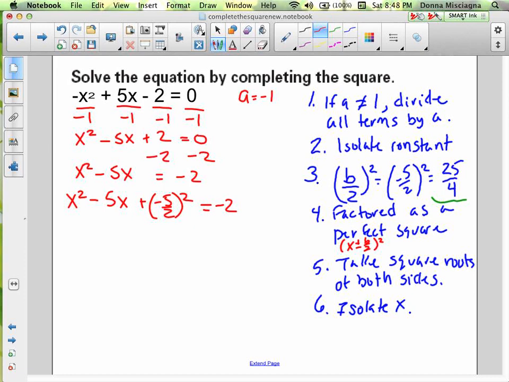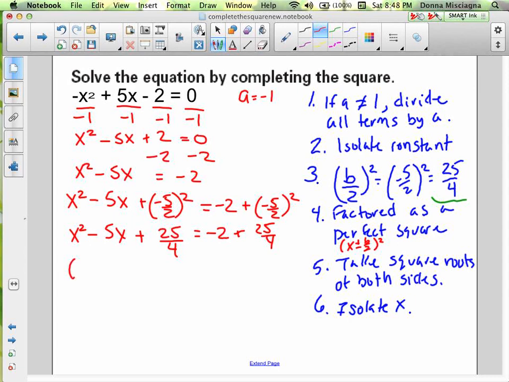Perfectly nice. Equals -2 and then plus -5 divided by 2 squared. So x squared minus 5x, we're just going to square the -5 and square the 2. So that's going to be plus -5 squared, which is positive 25, and 2 squared is 4, equals -2 plus 25 fourths.